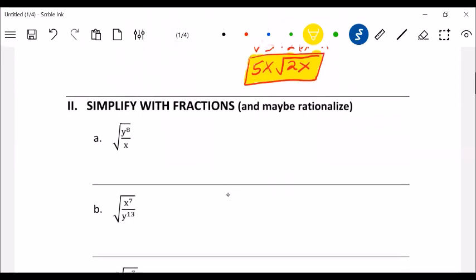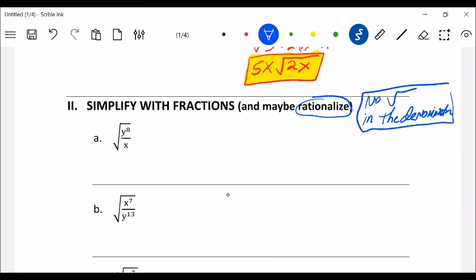Fractions. Okay, now what we have to deal with here is what's called rationalizing. You're not allowed to have a square root on the bottom. No, or cube root or whatever. No radical in the denominator. Very important. Put stars around that. Make sure you remember it.